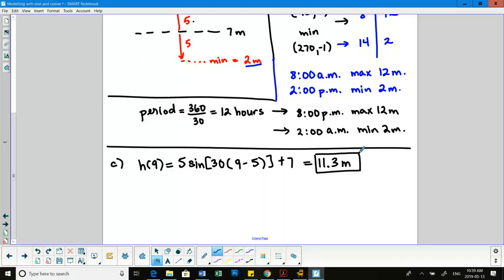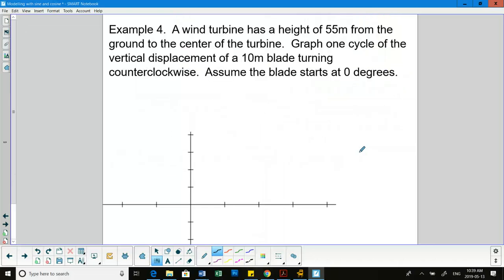Great. Okay, last one of the day. We have a wind turbine, and it has a height of 55 meters from the ground to the center of the turbine. You guys know those like big windmills?